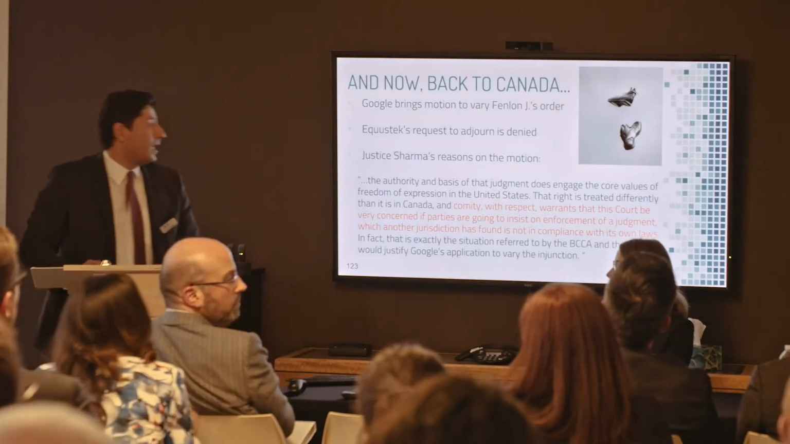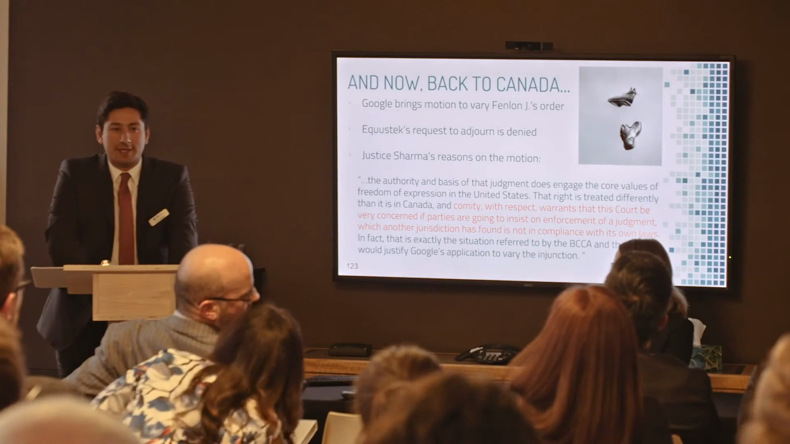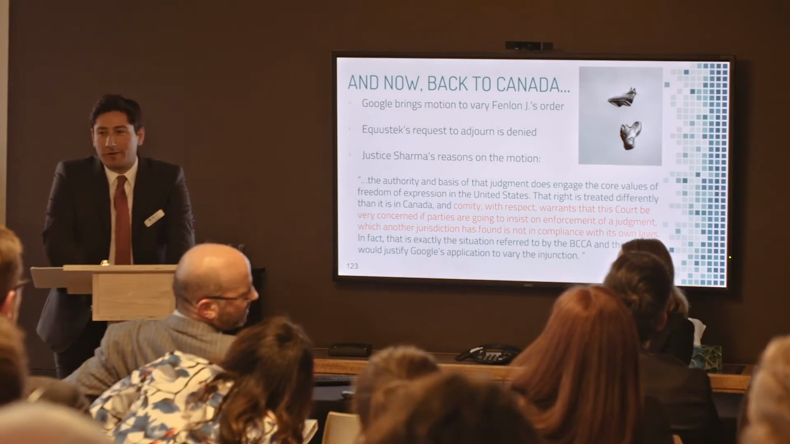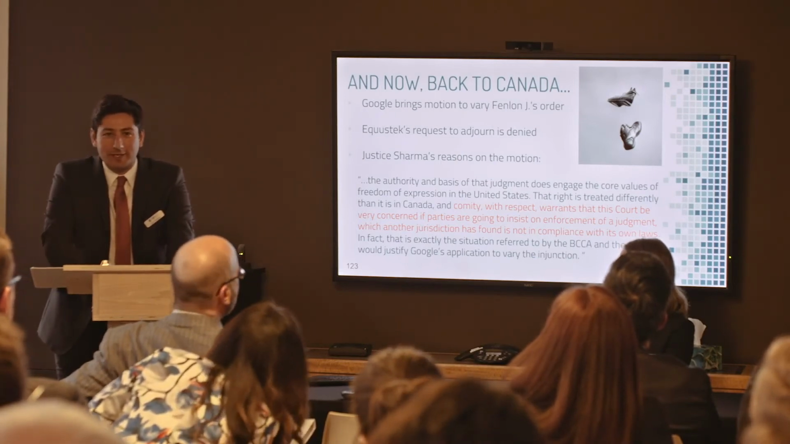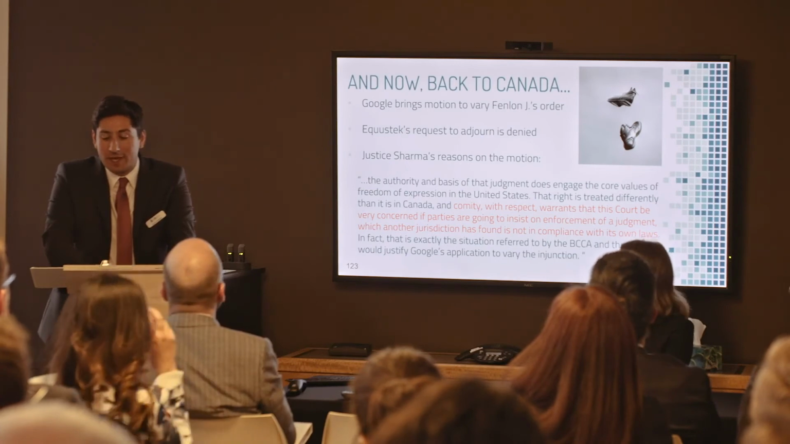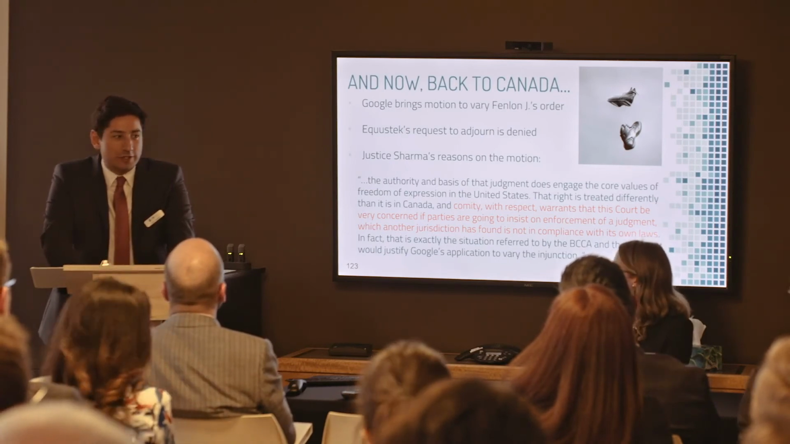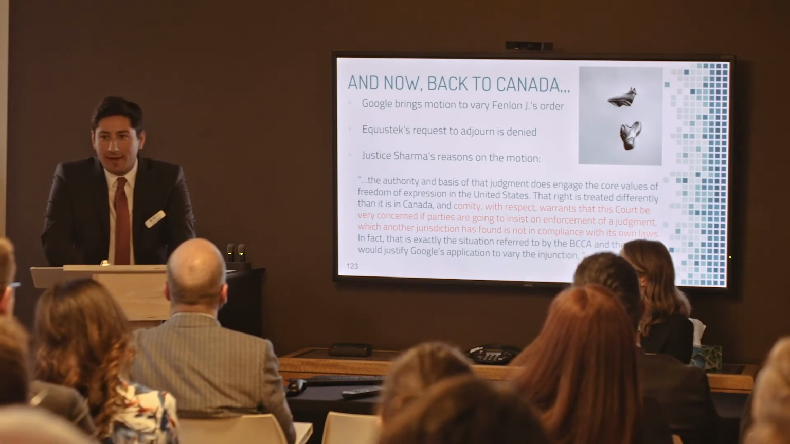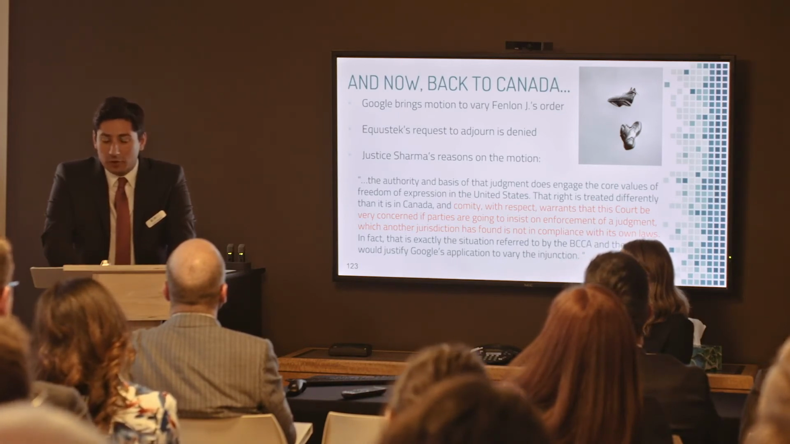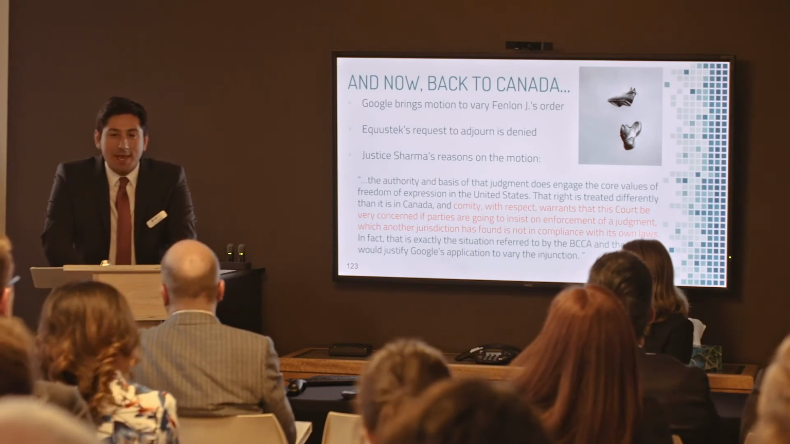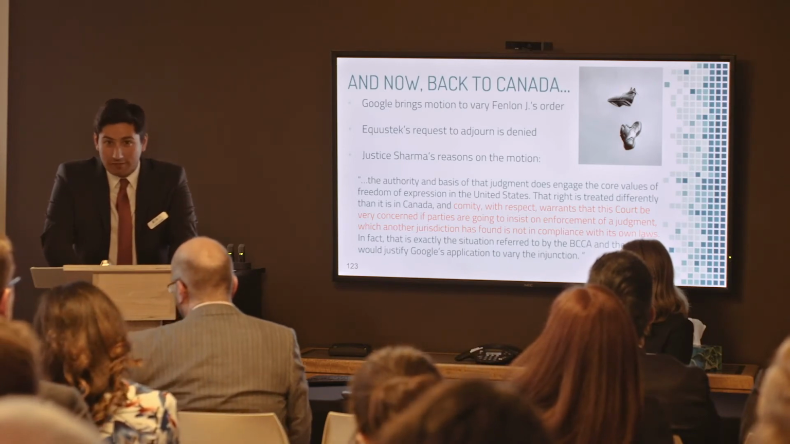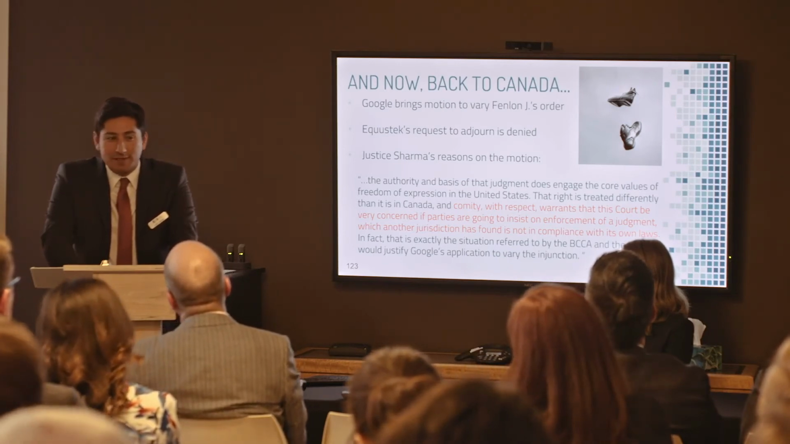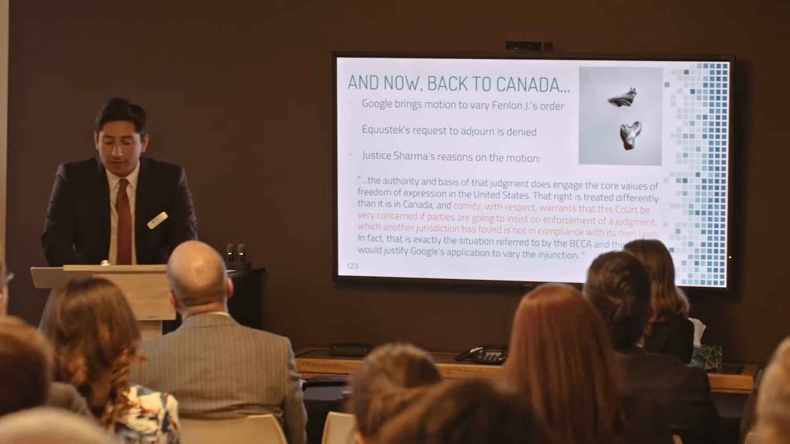So, armed with this U.S. court order, you can predict what Google's next move is. They go back to the BC Supreme Court and bring a motion to vary the Equustek order, just as the Supreme Court had contemplated could be done, seeking at a minimum to have the U.S. excluded from that order now that they have evidence of what they perceive to be comity concerns.